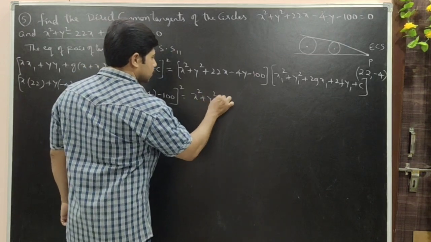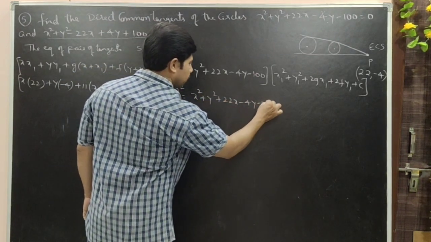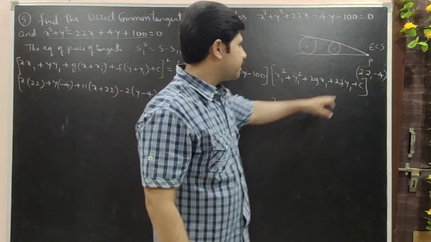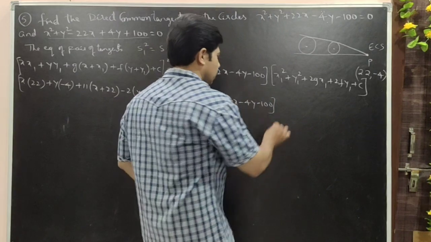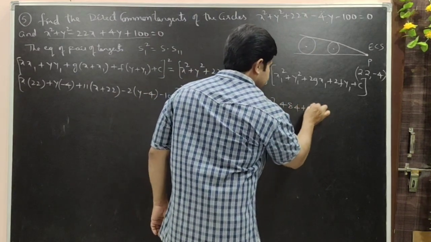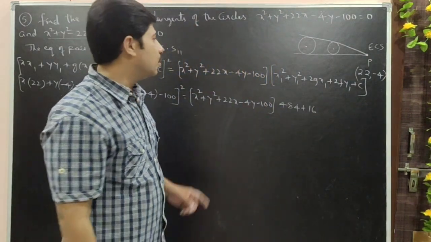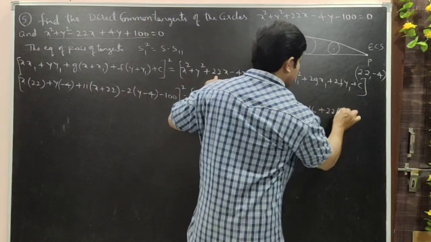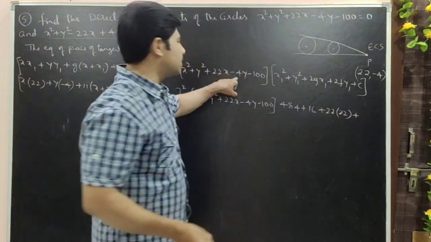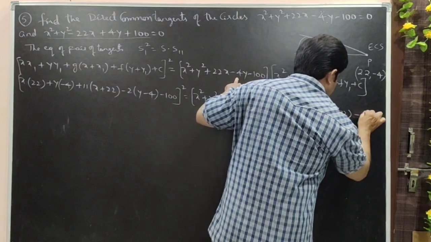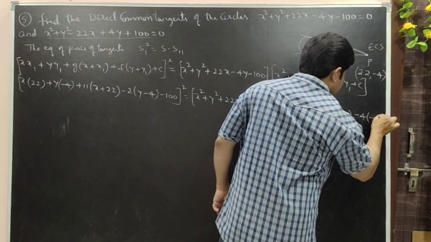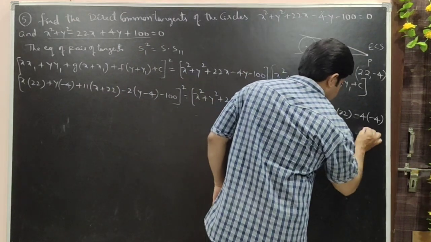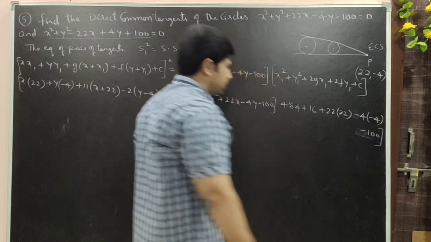It is x square plus y square plus 22x minus 4y minus 100 into, now I'll substitute x1, y1 as 22 comma minus 4. So what is x1? It is 22. 22 square is 484. So I'm writing 484 plus 16, y1 square, minus 4 square is 16. What is 2g? 2g is 22. Okay, I'll write 22 into x1, what is x1? 22, plus 2f is minus 4, so I'll write minus 4 into y1, which is minus 4, plus what is the c value? Minus 100. So I should write minus 100, and put it in a bracket.